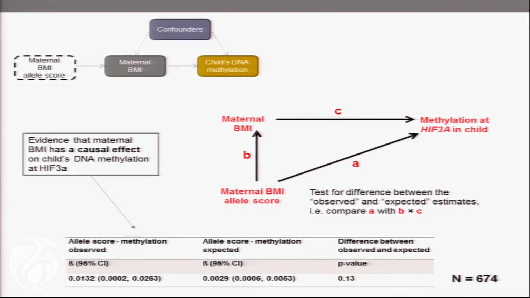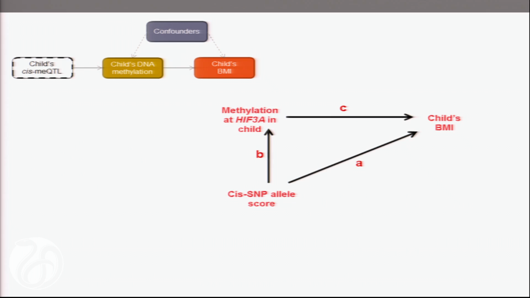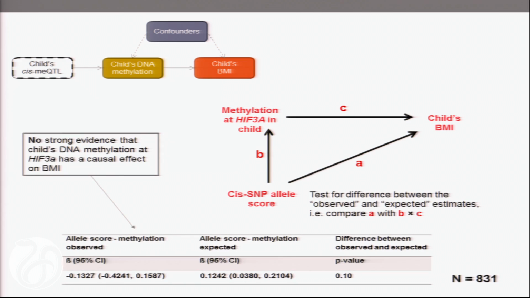And essentially what we see is that the evidence we're able to generate strengthens causal inference that maternal body mass index is having a causal effect on childhood methylation. Then we go to the second step and implement the same approach, but here we use a local SNP to our methylation site that proxies for our methylation site, and ask the question: is methylation driving BMI? Is early methylation in the child driving subsequent body mass index? The same principle applies. And here we conclude that there's no strong evidence that DNA methylation is having a causal effect in the child.